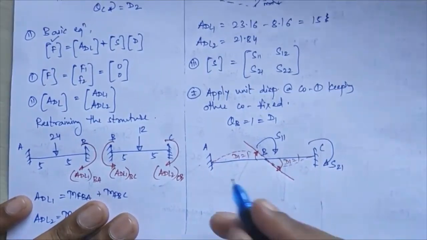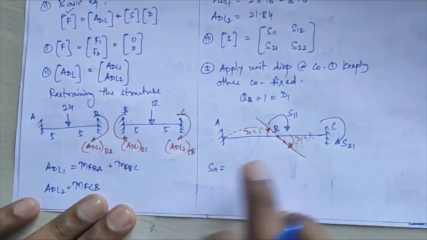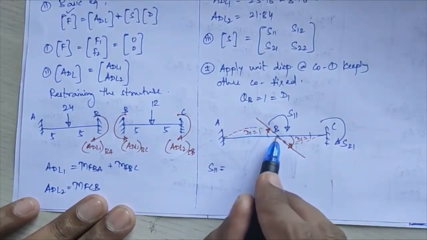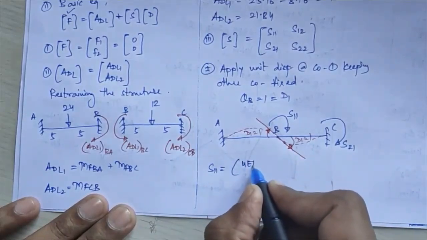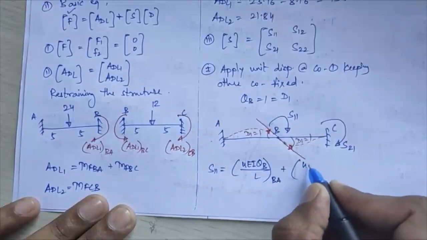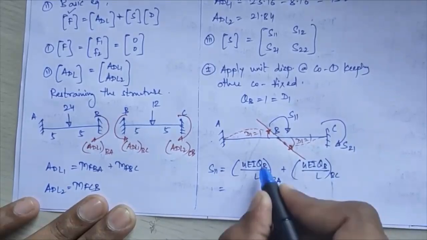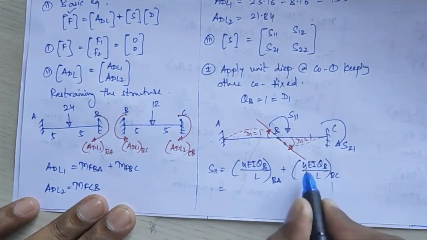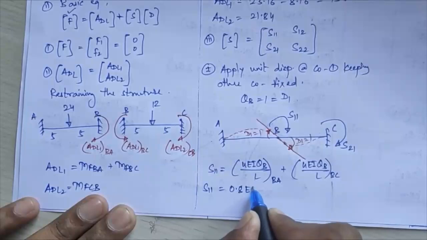Okay, we'll calculate your value of S11. So S11 will be equal to the summation of the two members, that is BA and BC, and that will be your near end action. Because you are applying unit displacement at point B, and at B itself you are calculating the stiffness coefficient, so that will be your near end. So it will come as 4 EI theta B upon L for BA plus 4 EI theta B upon L for BC. So theta B here is 1, L for BA is 10 and L for BC is again 10. So you get 0.4 plus 0.4, that is S11 equal to 0.8 times EI.